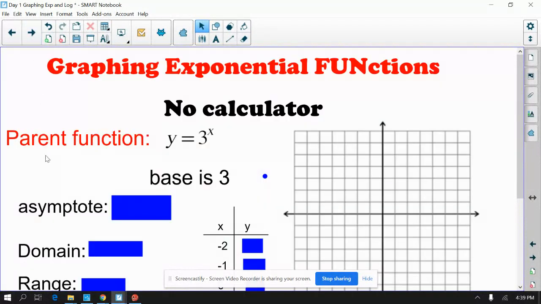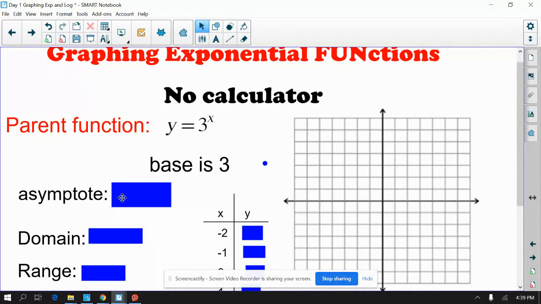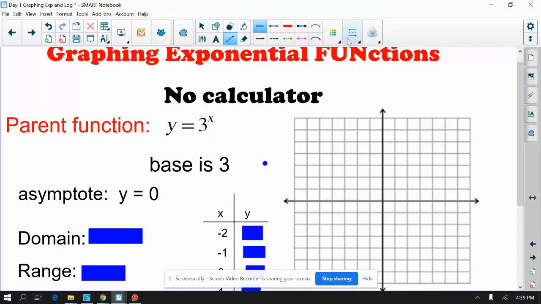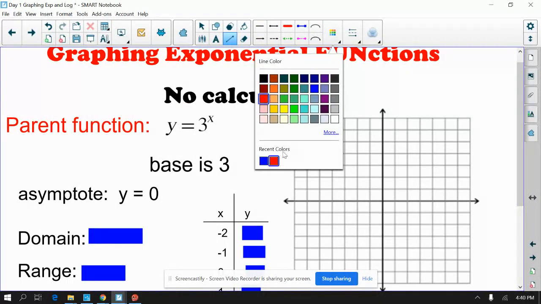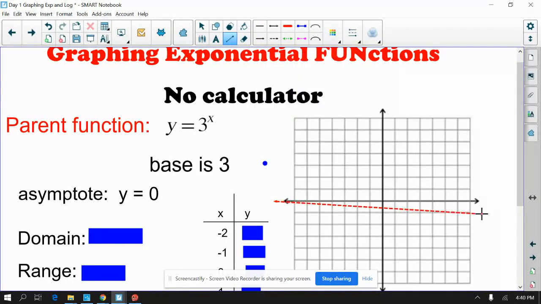All right, let's dig right in. No calculator, no calculator. We have this function y equals 3 to the x. So the base is 3. And there is an asymptote. There is always a horizontal asymptote, and for this case, it defaults to y equals 0. So it's always y equals 0 unless you shifted it up or down, unless there's some sort of vertical shift happening, and that's not happening here. There's just a horizontal asymptote at y equals 0.